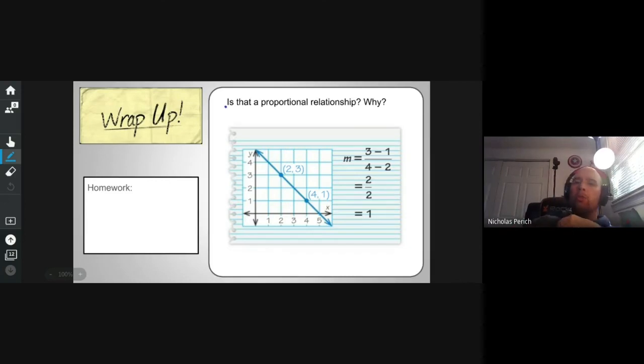Is this a proportional relationship? Does it go through 0, 0? No. Why? Because it doesn't go through 0, 0.